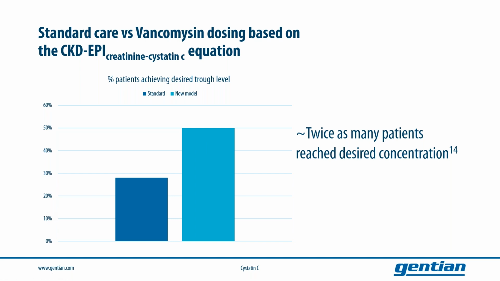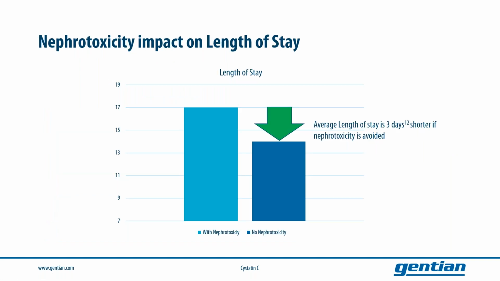What they also saw is that avoiding nephrotoxicity is obviously important, and the effect was significant on the length of stay of the patient. So in patients that had nephrotoxicity, they had an average length of stay of 17 days, whereas patients where this was avoided was down to 14.